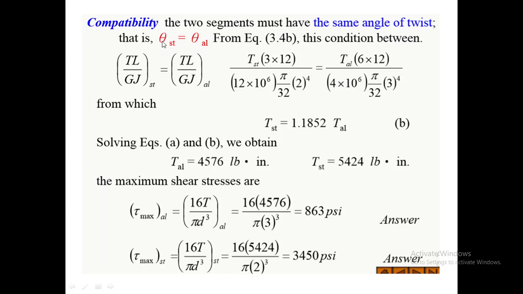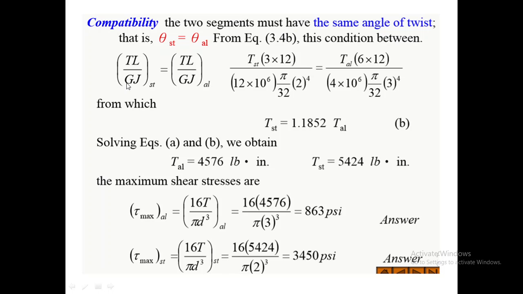Here we take the torsion equation with respect to the angle theta. T by J is equal to G theta by L, so that it is taken in terms of theta. The angle of twist for steel will be theta steel equals TL by GJ for steel. Similarly, the angle of twist for aluminium will be TL by GJ for aluminium. Since the materials of the shaft are different at different portions, the rigidity modulus of aluminium will be different from the rigidity modulus of steel. We cannot take it as the same.